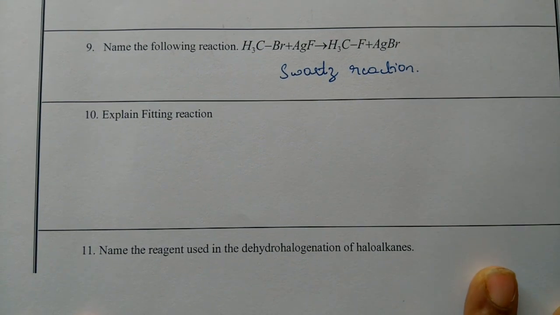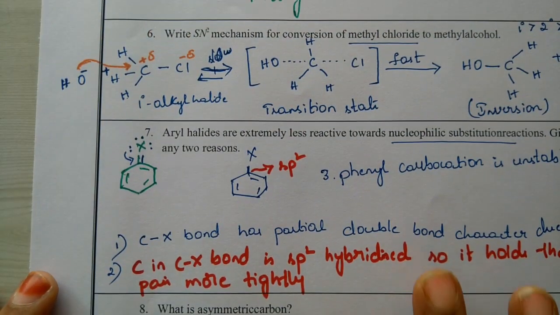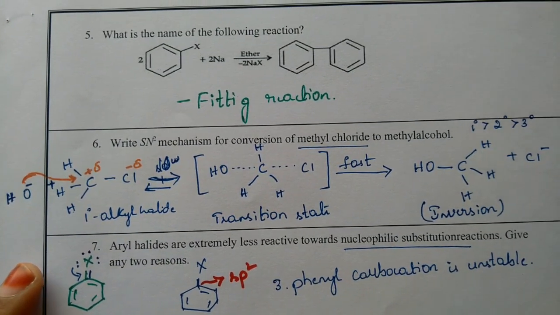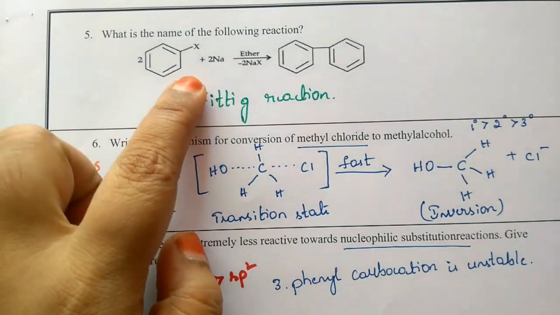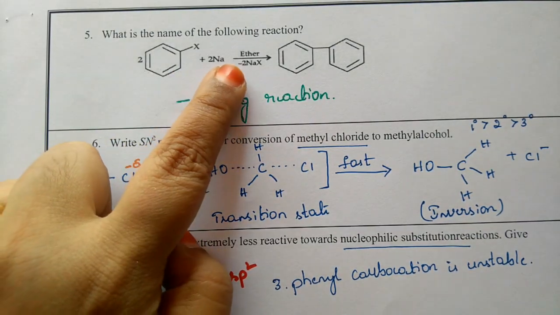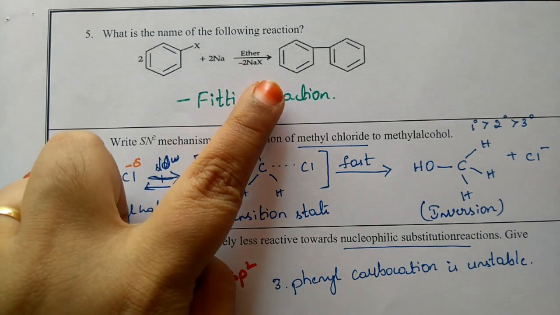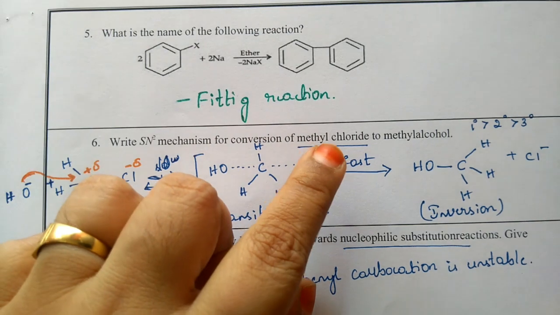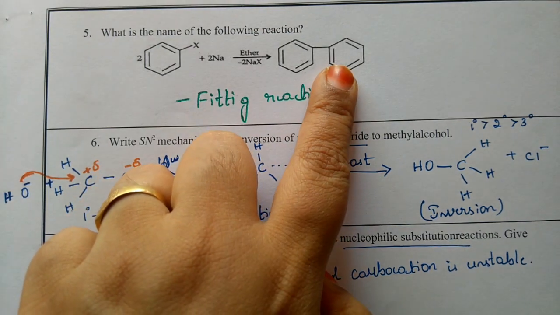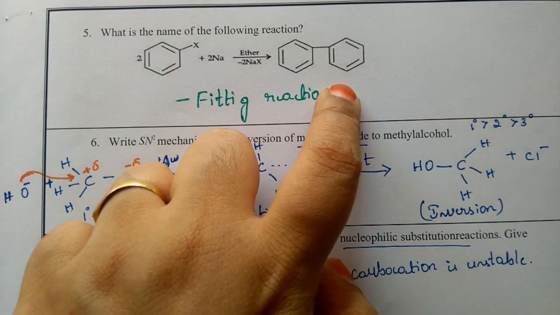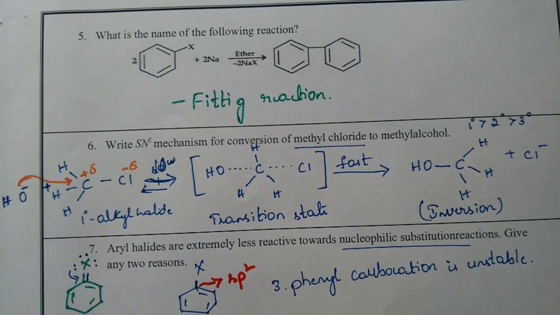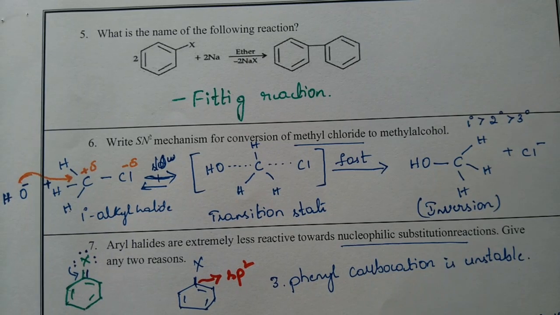Next, explain the Fittig reaction. The Fittig reaction we have already discussed. That is, benzene, that is an aryl group, a haloarene, is treated with sodium in the presence of dry ether. We are going to get the product as diphenyl or biphenyl.